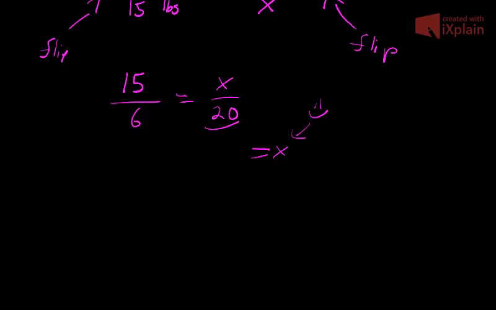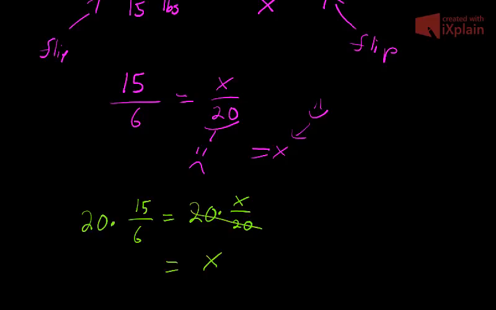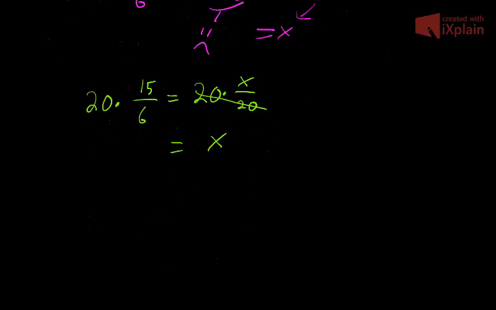So this 20 here is making me sad. So how do I get rid of the 20? Well, the 20 is currently dividing the x, so it's x divided by 20. The opposite of division is multiplication, so I'm going to multiply both sides by 20. And get 20 times 15 over 6 is going to be equal to 20 times x over 20. The 20s cancel out here, and I get equals x. And on this side I have 20 times 15 divided by 6.